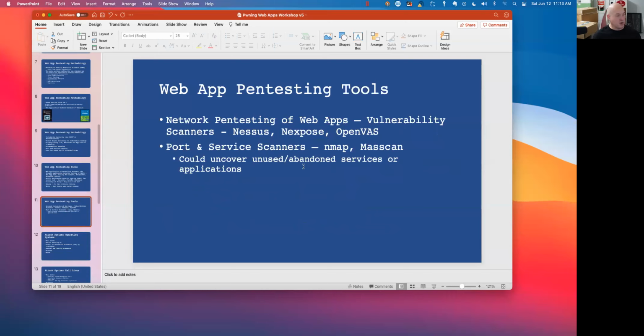And when you're doing your web app pen testing, you want to make sure to test the network. Sometimes this may not be in scope for your pen test, but a network pen test needs to be performed. One of the ways I like to describe that is, you could have the web server or the web application server really locked down. But if your infrastructure, your operating system, or other services and applications that run on that server are vulnerable, then that may be a way to get in.